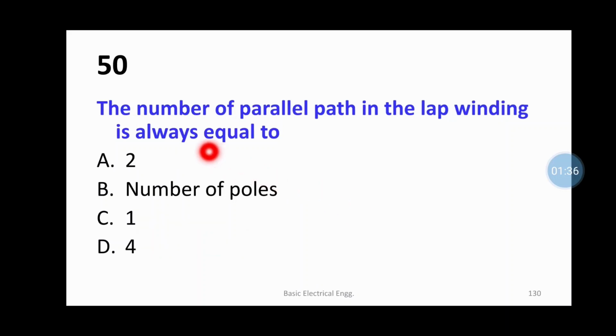Last question for this session. The number of parallel paths in the lap winding is always equal to. There are two types of winding in case of DC machine: one is lap winding, another is wave winding. In case of lap winding, the total number of parallel paths will be equal to the number of poles. But in case of wave winding, remember always, the number of parallel paths will always be equal to 2. That point you have to remember. The number of parallel paths is denoted as A. So A = 2 in case of wave winding and A = P in case of lap winding.